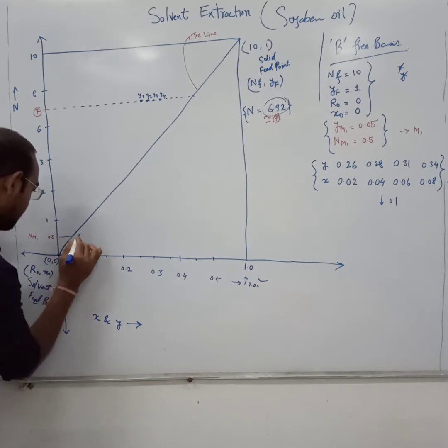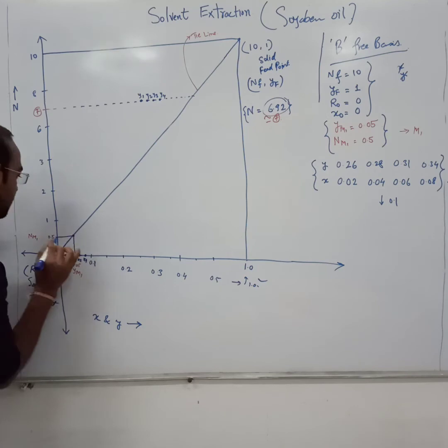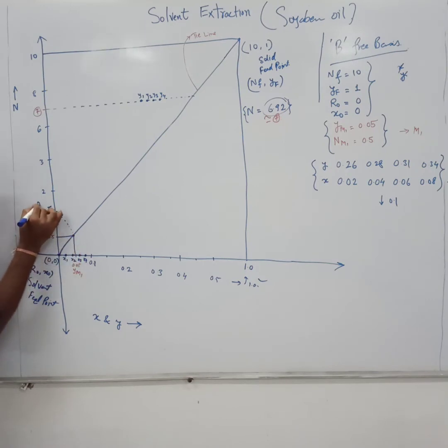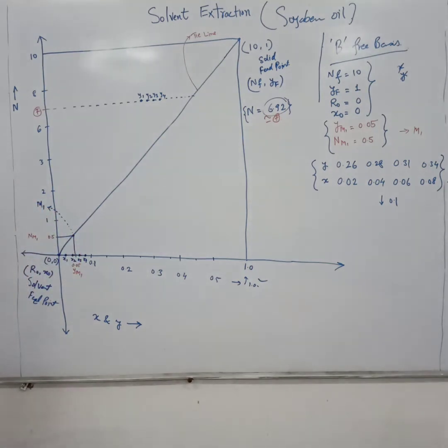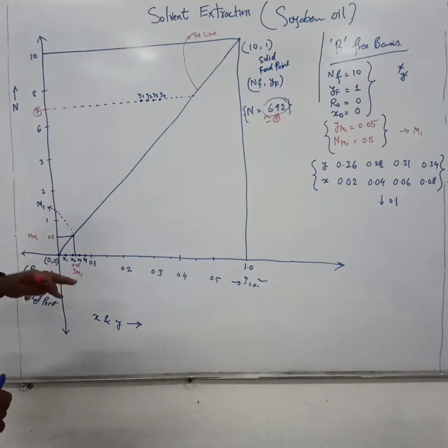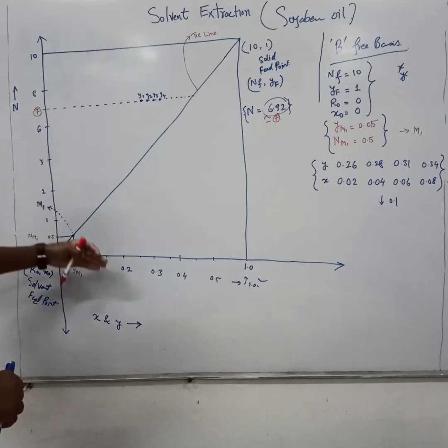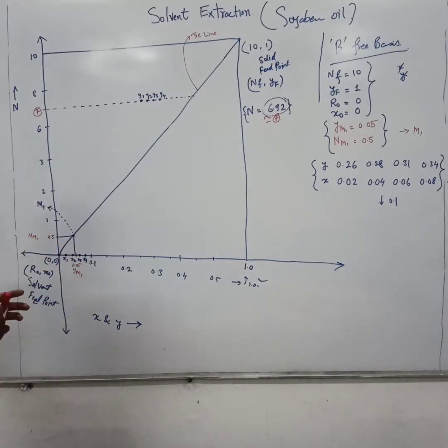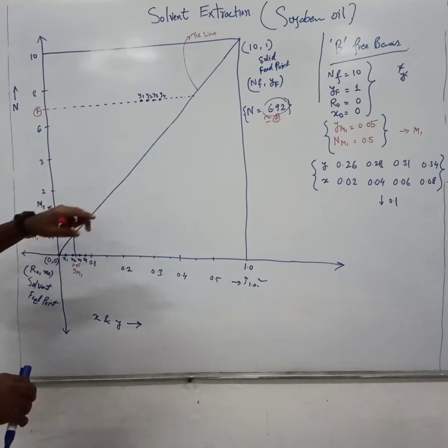Just draw the lines. The horizontal and vertical lines show your point M1. So this is your point M1. This is the actual mixture, which shows how much amount of oil is present in your feed and how much amount of oil is present in your solvent. This plays an important role in finding the values.